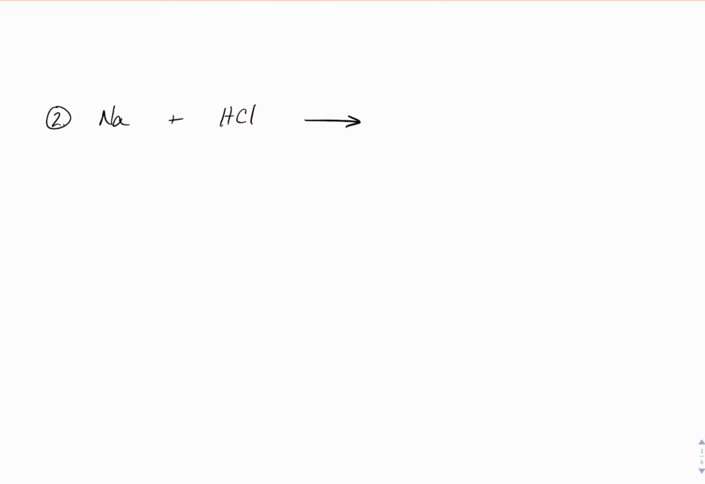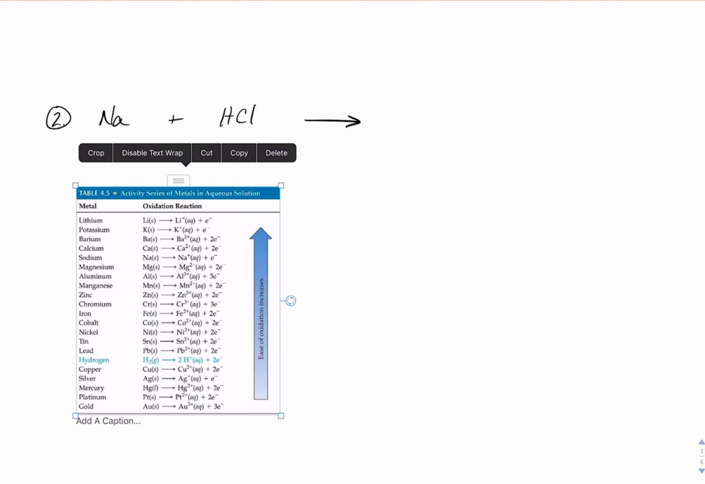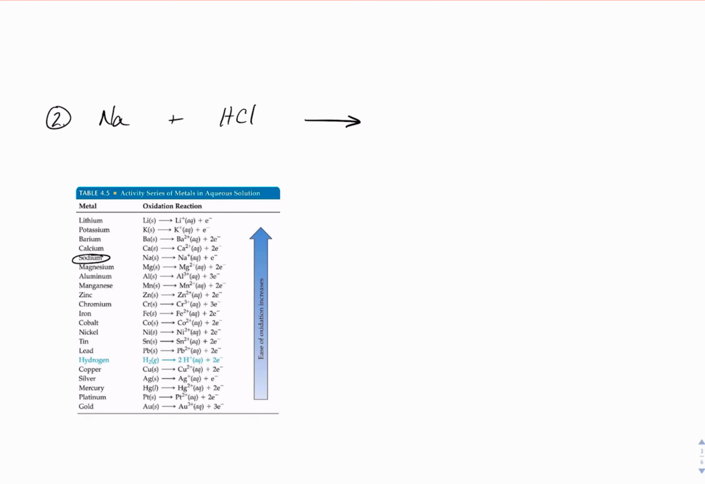So this one's sodium plus hydrochloric acid. What will the products be in this single displacement reaction? Well, let's look at the list. Sodium is located right here, and hydrogen again down below that, so it's below. Will this reaction happen? Yes, it will. And so let's take sodium and replace the hydrogen.